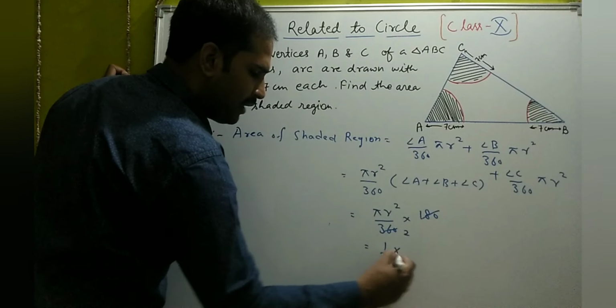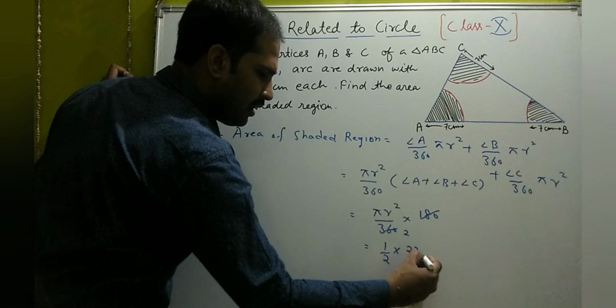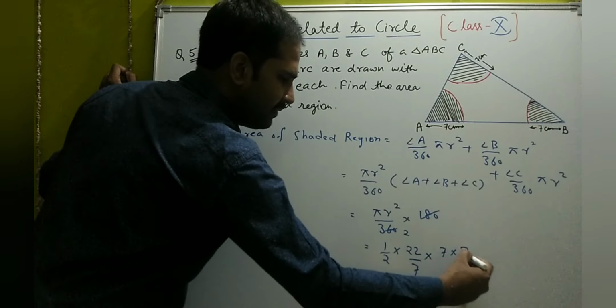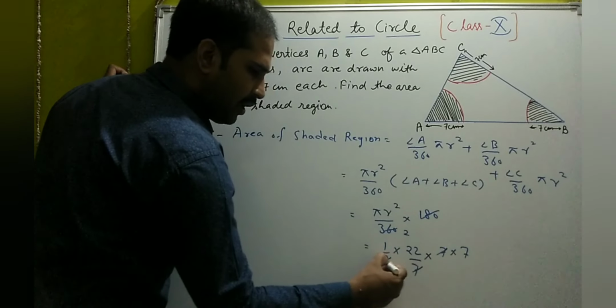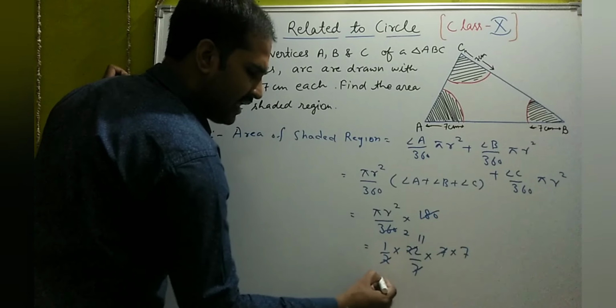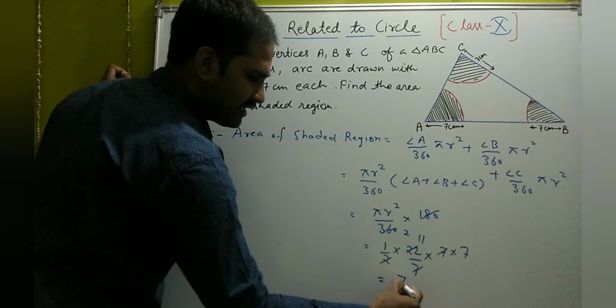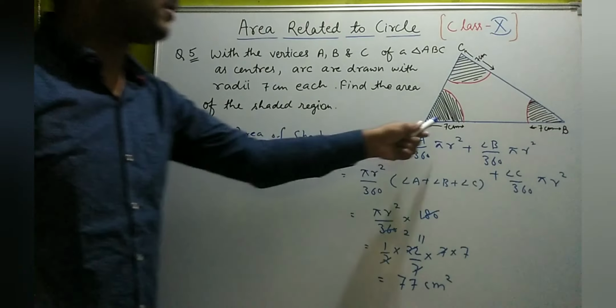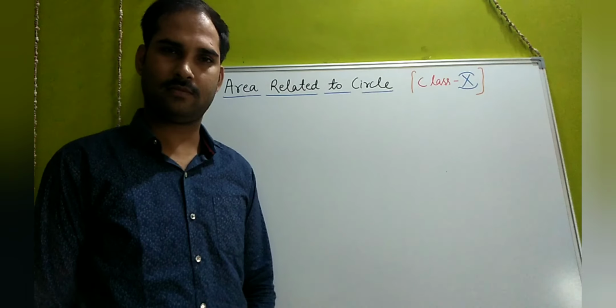So 1 by 2, the value of pi is 22 upon 7 into the radius, 7 multiplied by 7. So 7 and 7 cancel out. 22 divided by 2, that is 11. So 11 into 7 is 77 centimeter square is the area of the required shaded region.